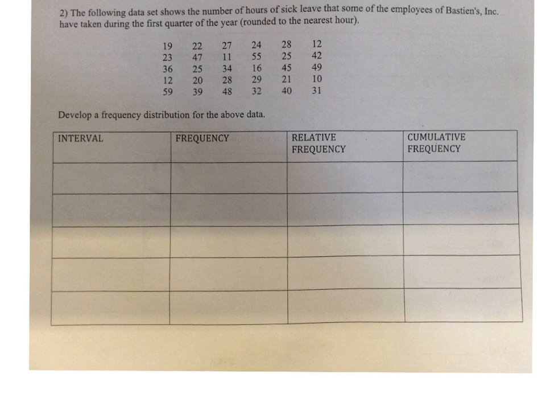This data, for the record, shows the number of hours of sick leave that some employees of a company have taken during the first quarter of the year, rounded to the nearest hour. Take a minute, enter the data into a list on your calculator, and then I'll put up on the screen what the one variable stat test should have looked like to see if you have the data entered correctly into your calculator.